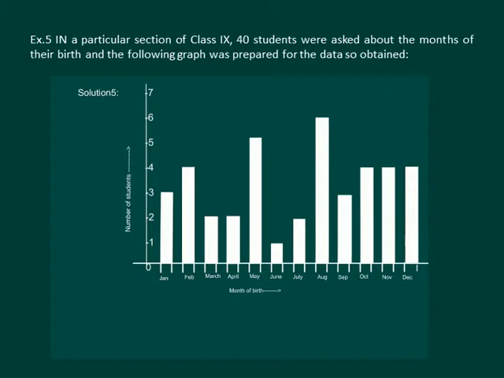In the question, we are asked, observe the bar graph given above and answer the following. First is, how many students were born in the month of November? From the graph, we move to the month of November and see how many students were born. We can see that 4 students were born in the month of November.